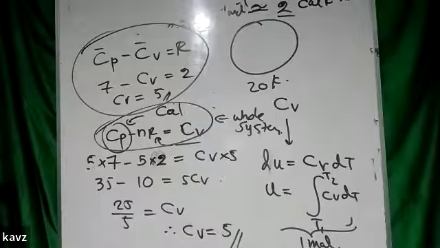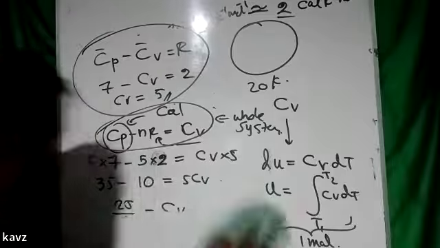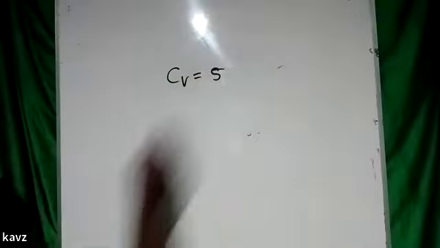So we find out Cv equals 5. So accordingly, Cv is 5.